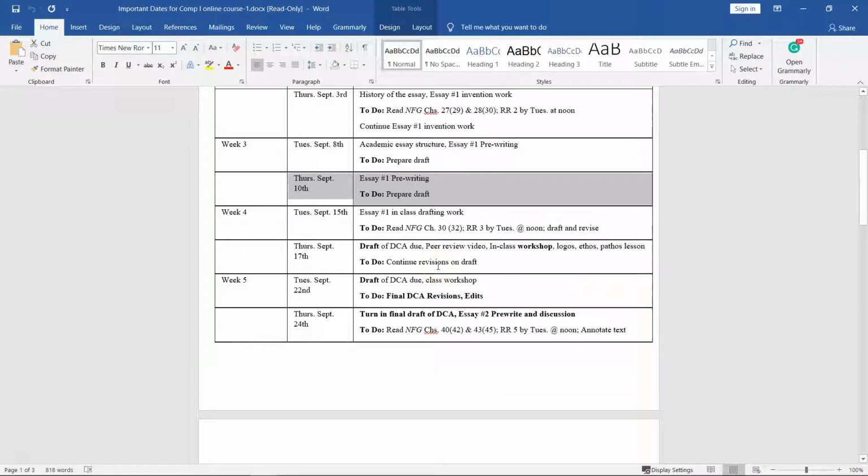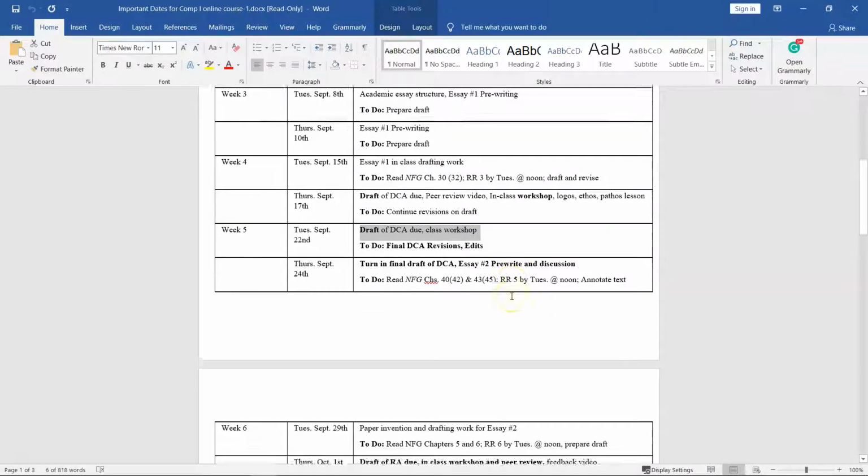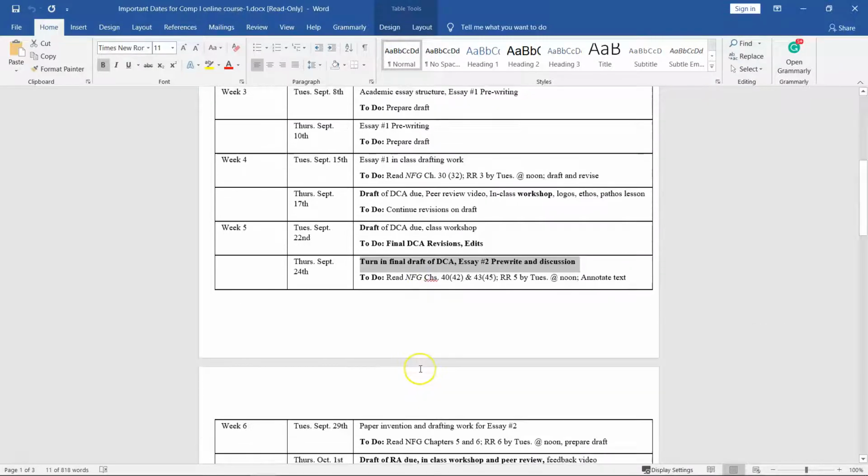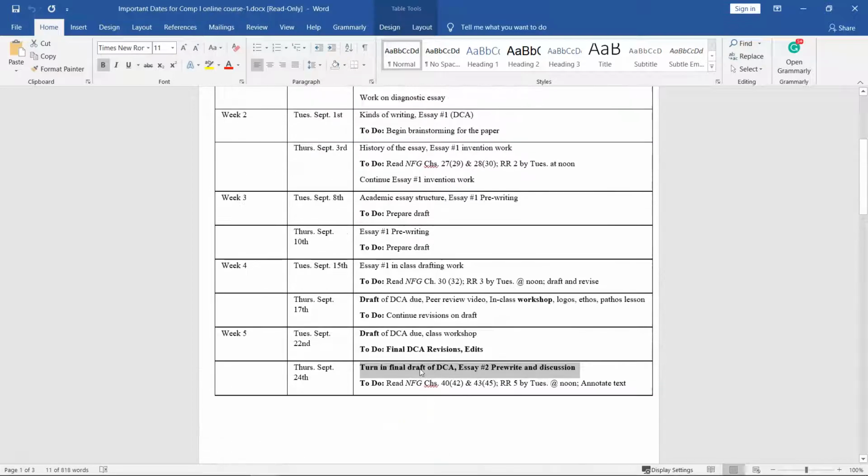And please keep in mind that the draft of the DCA is due on Tuesday, September 22nd, and we will be turning in the final draft of the DCA on the 24th. And the final draft will be turned in through Blackboard, through a Dropbox.